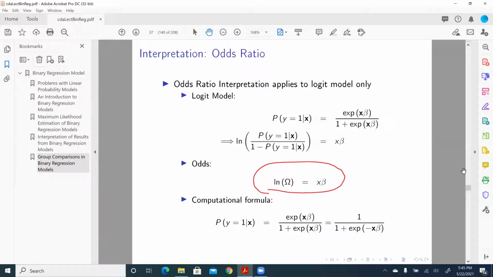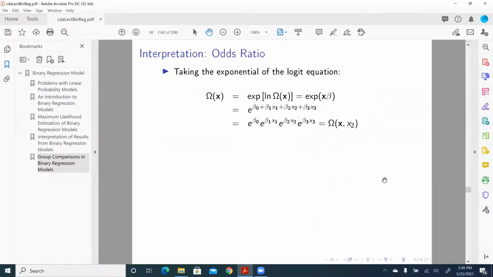What are we going to do next? Well, we can take the natural exponential function of both sides, and we will get this. Remember that the log of omega is equal to x beta, and then we take the exponential function of both sides. Note that the natural exponential function is the inverse function of log. Basically, that means they cancel out each other. So once we do that, we will get this.